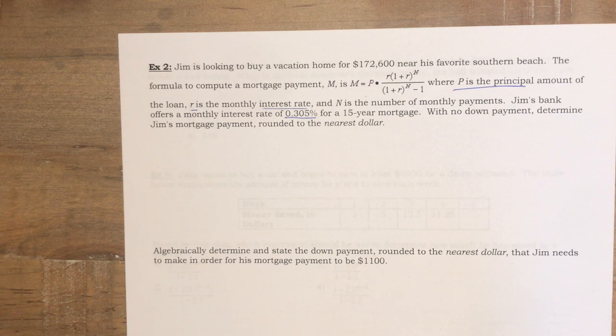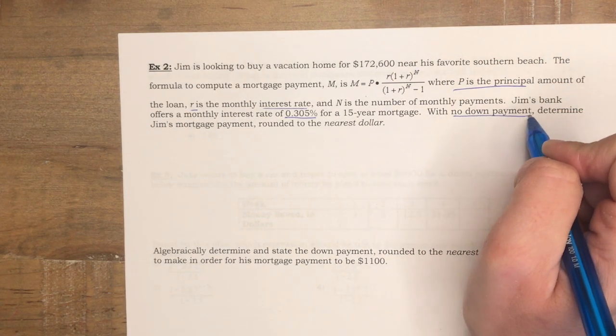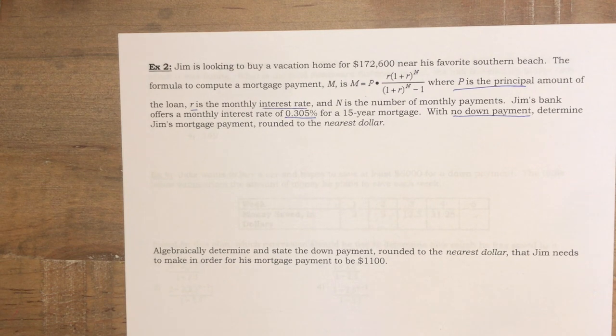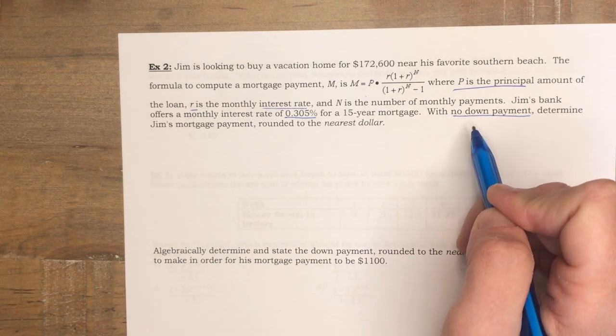Okay, so a couple things going on. So we need to talk about with no down payment. So we talked about this in that previous lesson. I think it was at the end of the last unit. I'm not sure. I'll look it up and link it.